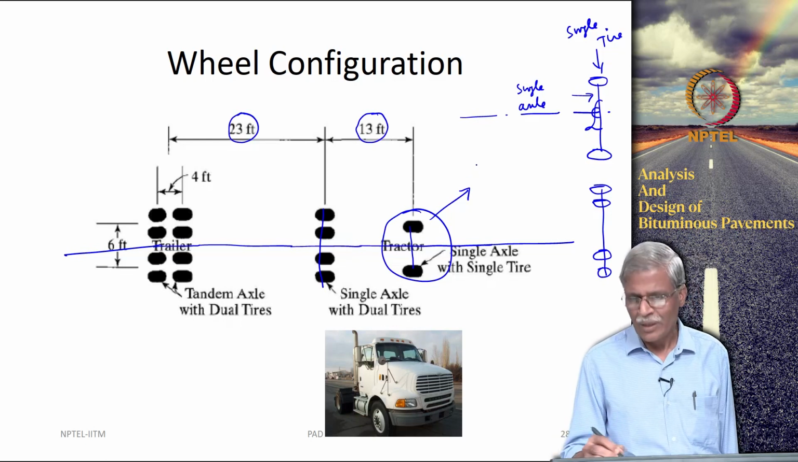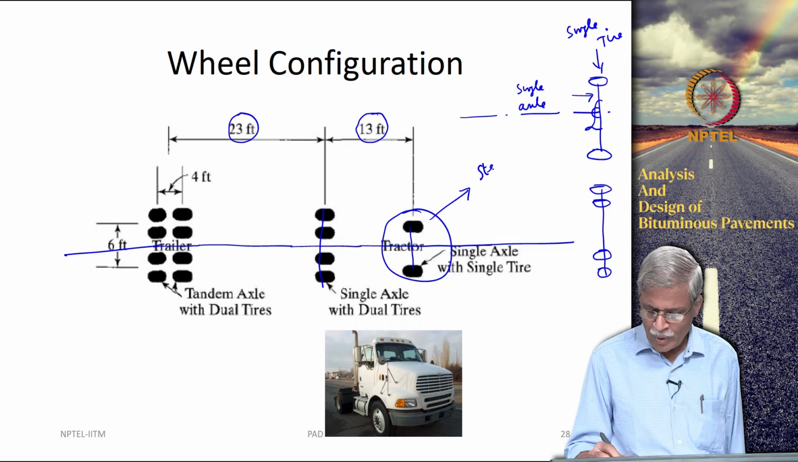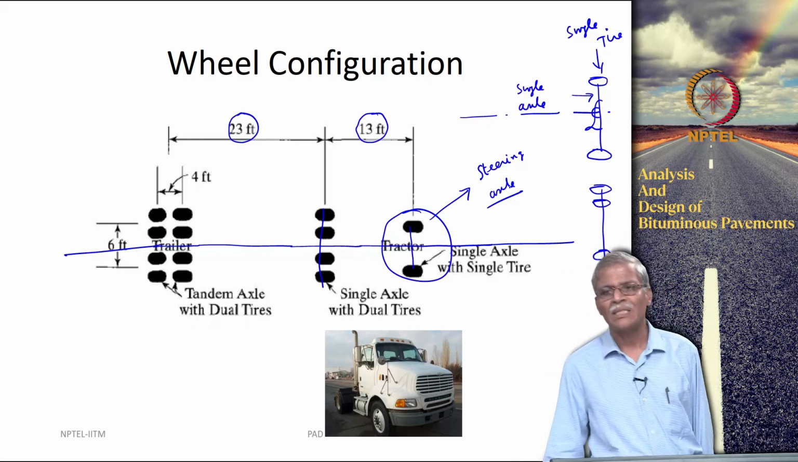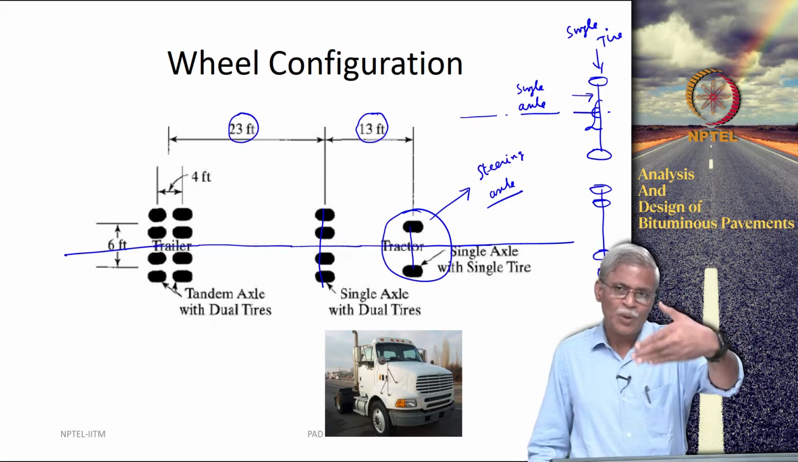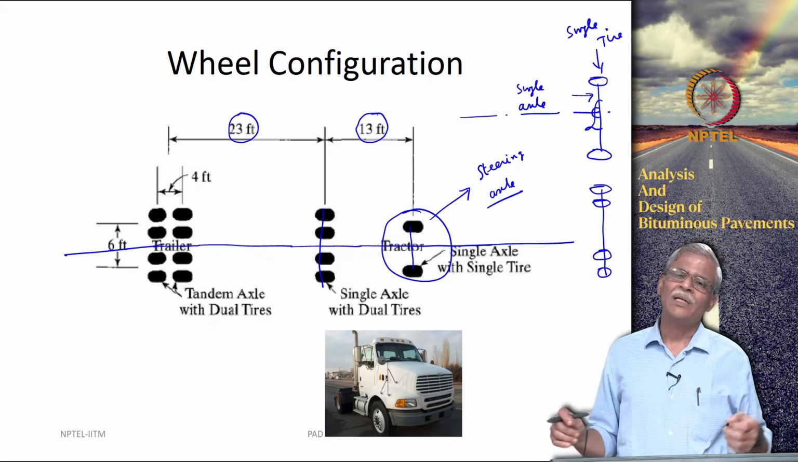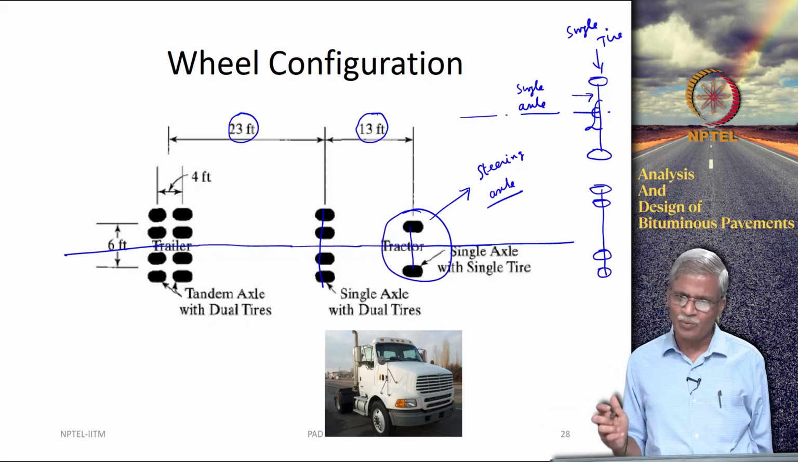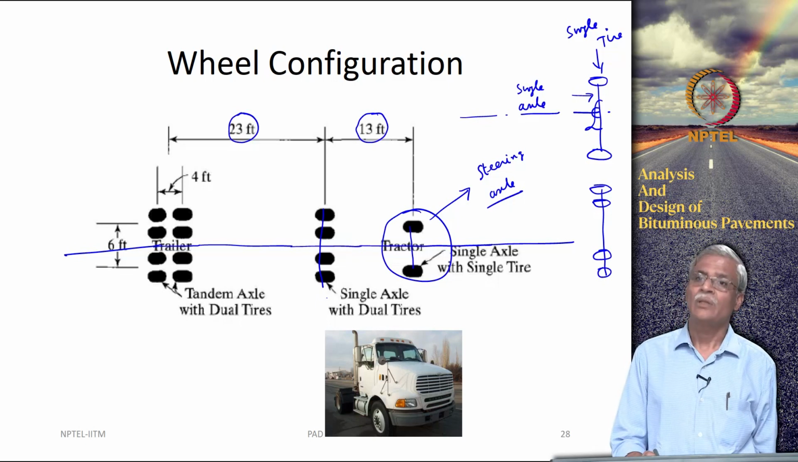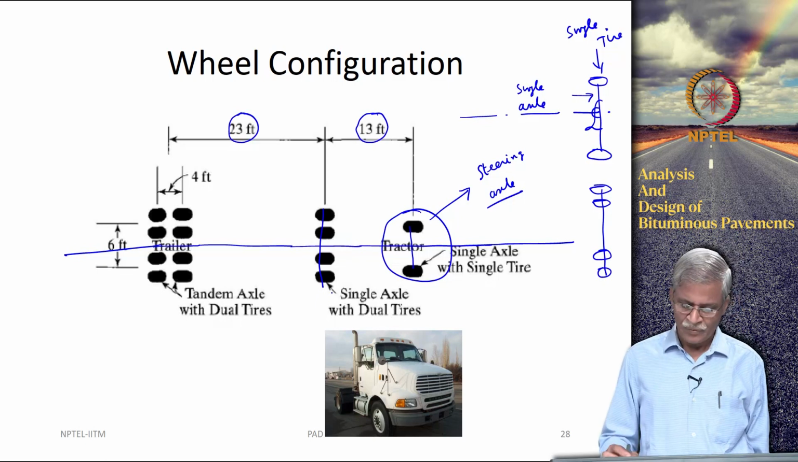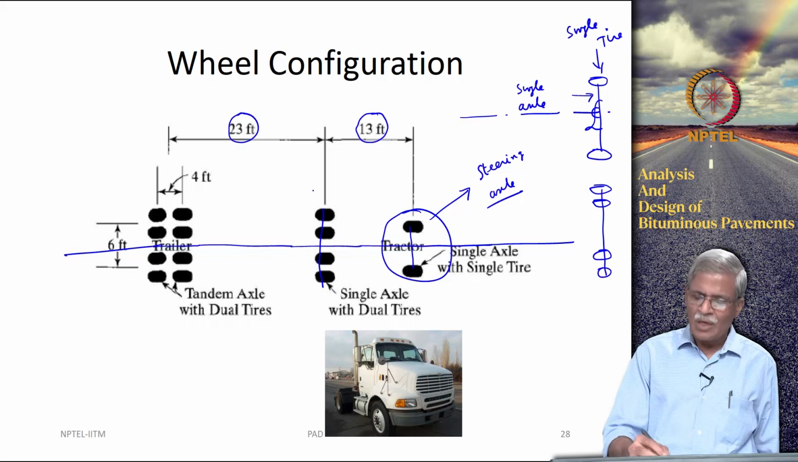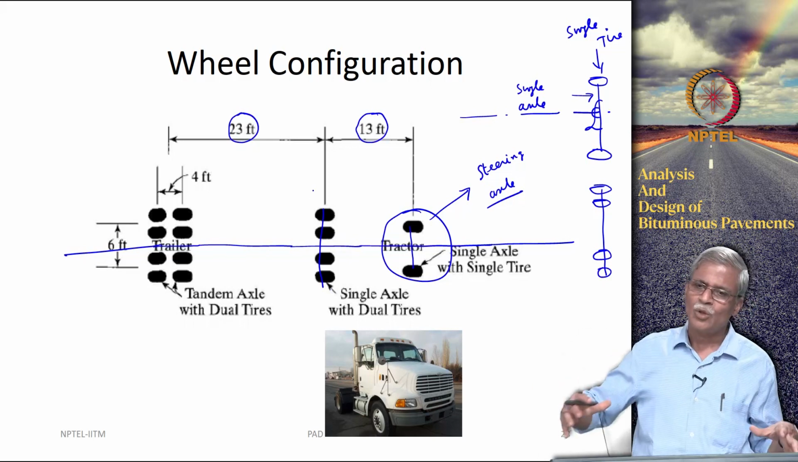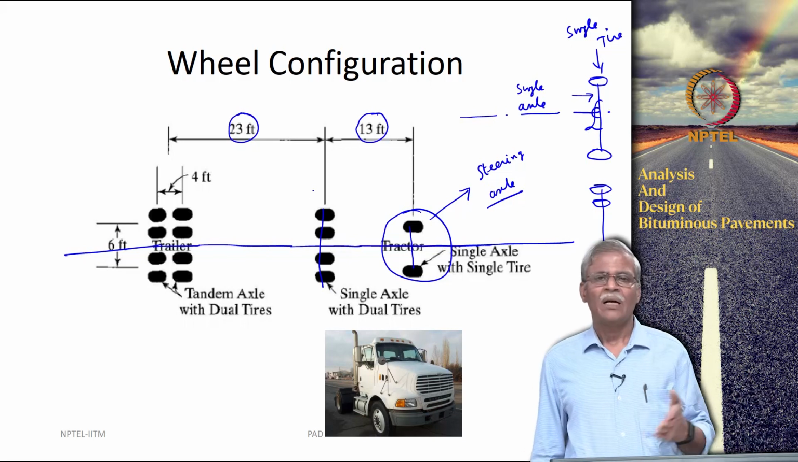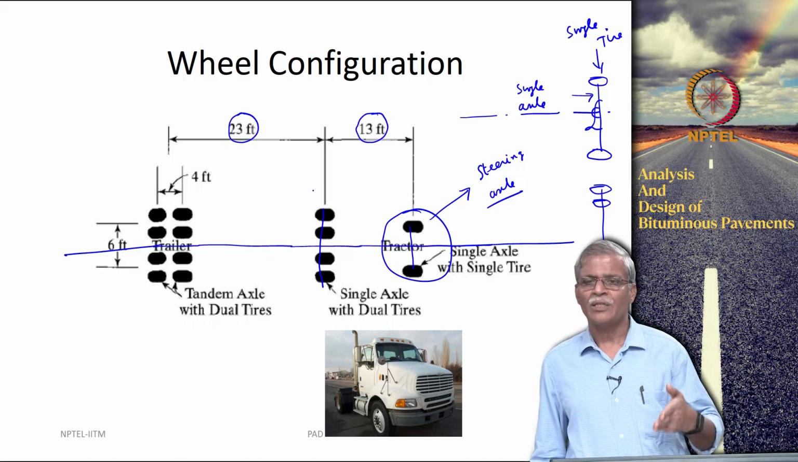So, this is the tractor. To make life easier for you, we will talk about what is called the steering axle, the front most axle. Typically that is a single axle with a single tire. Then you can have a single axle with dual tires here, so this configuration can be built. You can actually add many such configurations here.